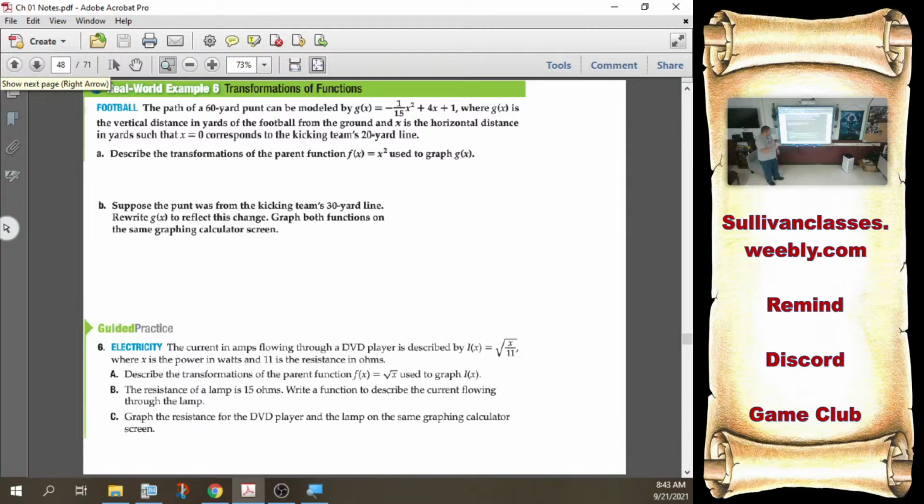All right, transformed functions. So, word problem context. The path of a 60-yard punt can be modeled by this particular quadratic. Vertical distance is y, or g of x, I suppose. X is horizontal distance. X equals 0 corresponds to kicking from the 20-yard line.